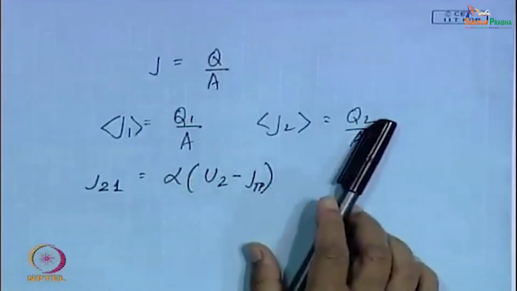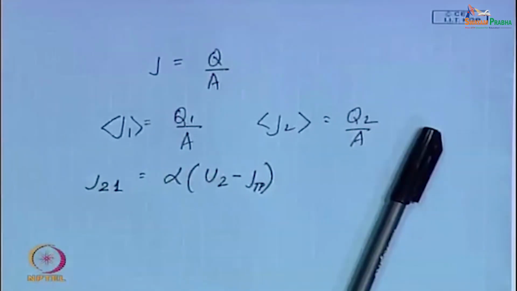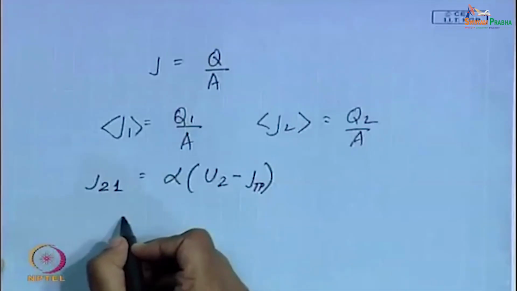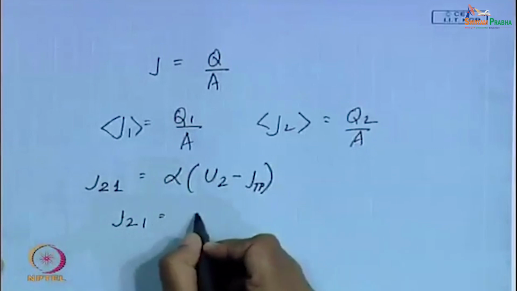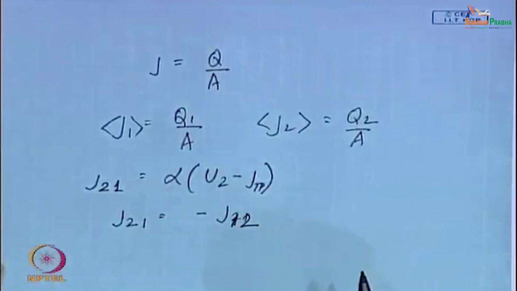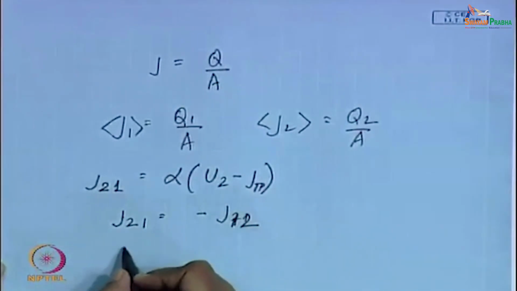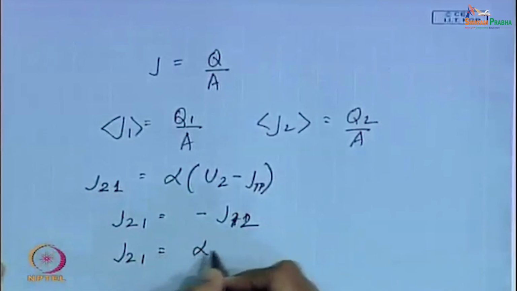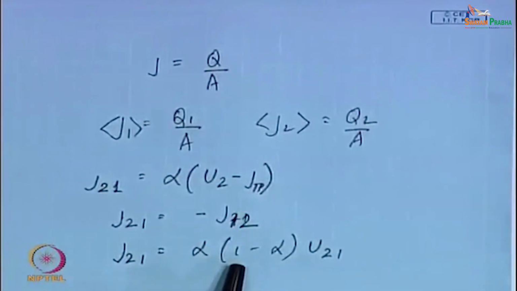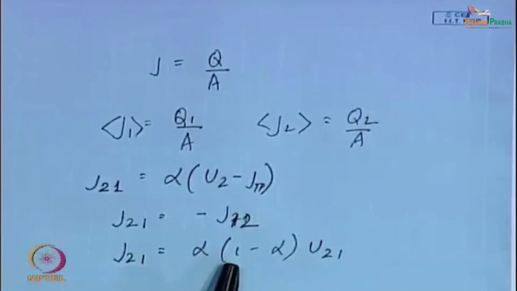In that particular way we had defined it, and then we had done several particularly important derivations, and finally we had arrived at two important equations. One was a symmetric equation, J21 equals minus J12, which you must be remembering. The other was J21 equals alpha into 1 minus alpha into U21. These were the two final equations that we had obtained when we were discussing the concepts of volumetric flux, drift velocity and drift flux towards the end of our nomenclature chapter.